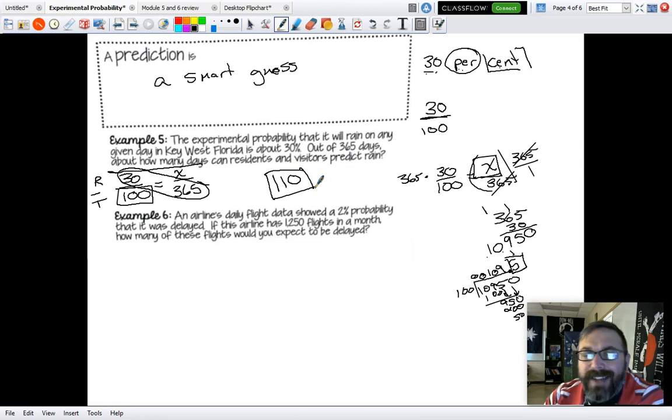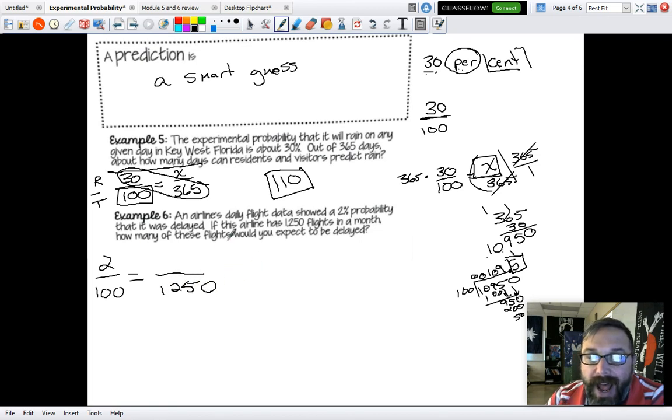Okay, let's take a look at one more example, and then I've got to run because I'm getting a grumbly tummy. An airline's daily flight data showed a 2% probability that it was delayed. Now remember, 2%, that's 2 divided by 100. If the airline has 1,250 flights a month, okay, so 1,250 flights a month is going to be the total, so that's going to go on the bottom. How many flights would I expect to be delayed?